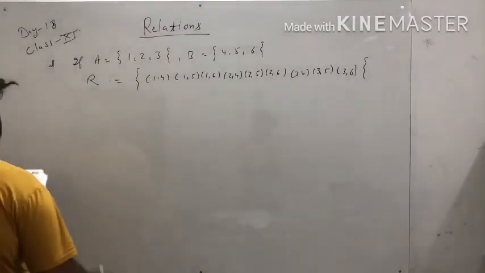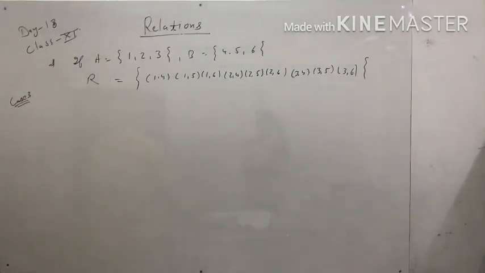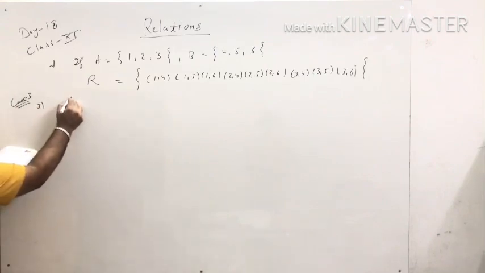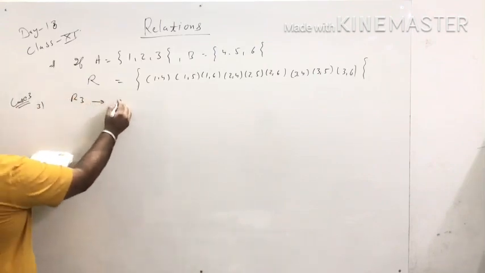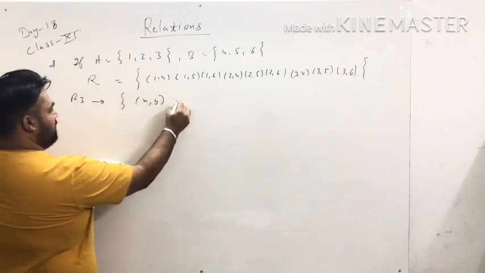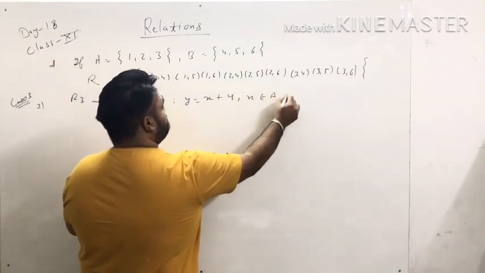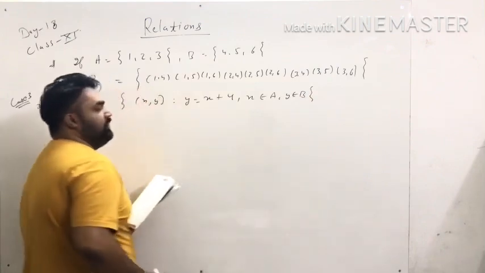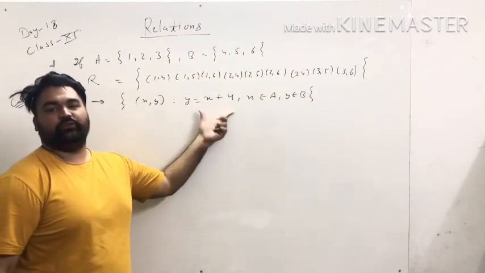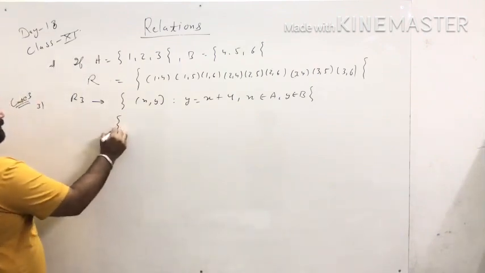The third case is case number 3. Relation R3. The condition is x comma y such that y equals x plus 4, x belongs to A, y belongs to B. You have to just see the given condition: y equals x plus 4. Now what are the possible ordered pairs?